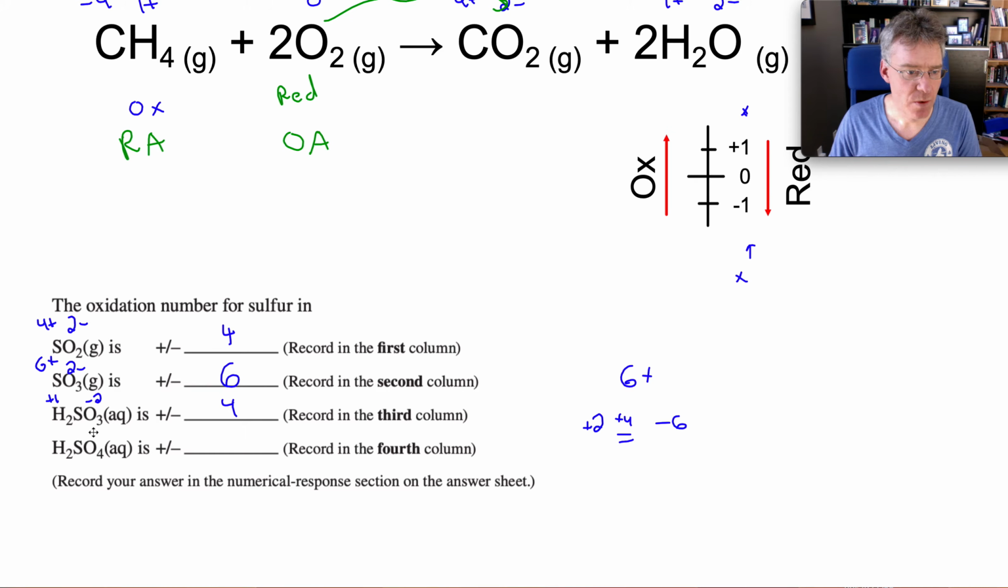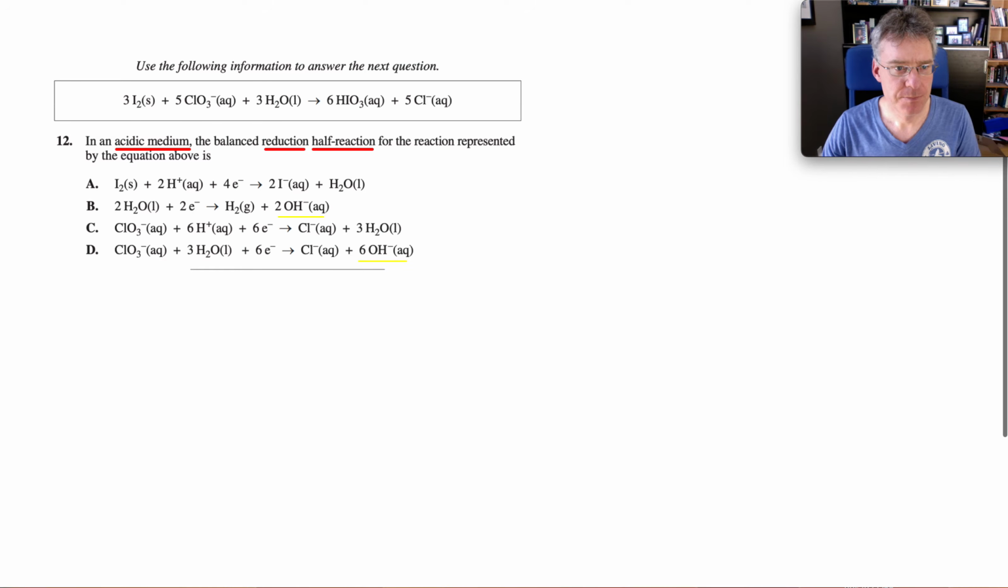Last, H2SO4: -2, +1. So now we've got that same +2 for the 2 hydrogens, but we've got -8 for the 4 O's. So now we need +6 for the sulfur. So that's some very intro outcomes.